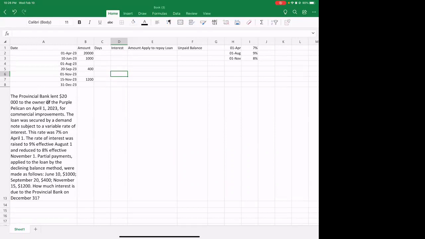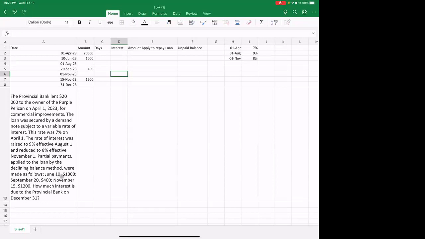The provincial bank lent $20,000 to the owner of the Purple Pelican on April 1st, 2023 for commercial improvements. The loan was secured by a demand note subject to a variable rate of interest. The rate was 7% on April 1st. The rate of interest was raised to 9% effective August 1st and reduced to 8% effective November 1st. Partial payments applied to the loan by the declining balance method were made as follows.